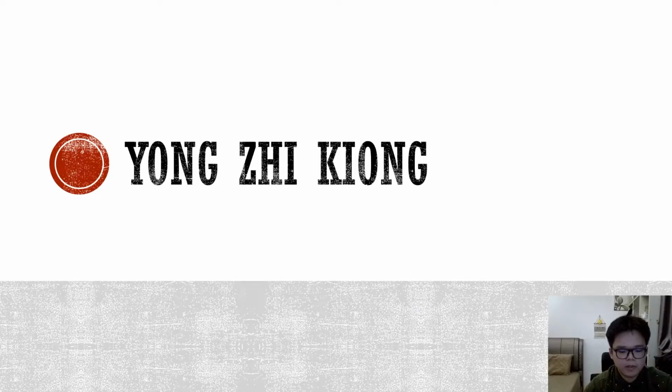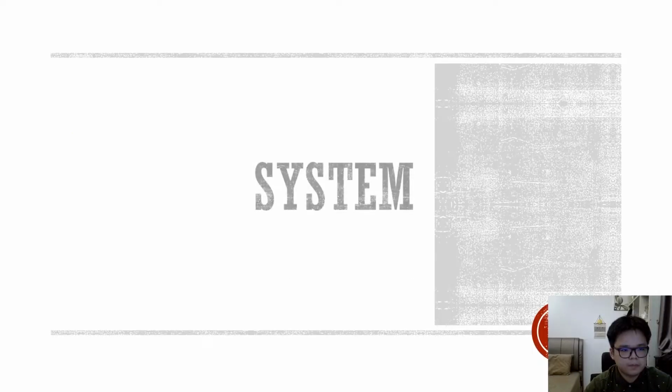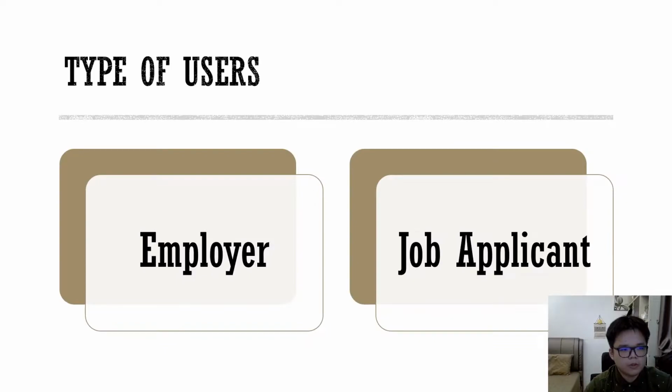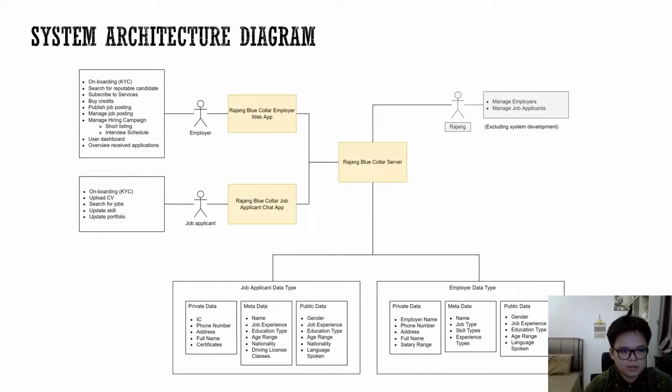Next, I'll be talking about our system. As we mentioned earlier, we'll have two types of users, which are employer and job applicant. So this is our system architecture diagram, where we will have one system for the employer and one system for the job applicant.